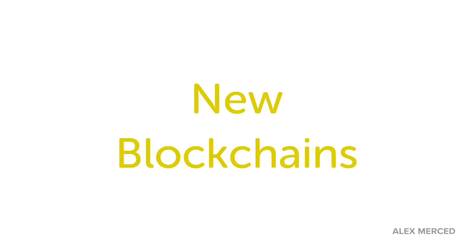Sometimes people will do ICOs, initial coin offerings, for new blockchains. And the way they'll do this is by issuing a token that, once the new blockchain is up and running, they'll swap out for a unit of the currency on the new blockchain.